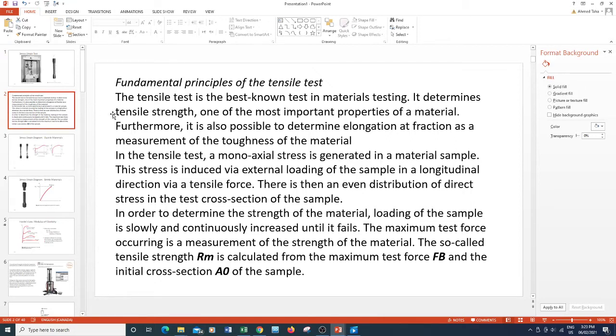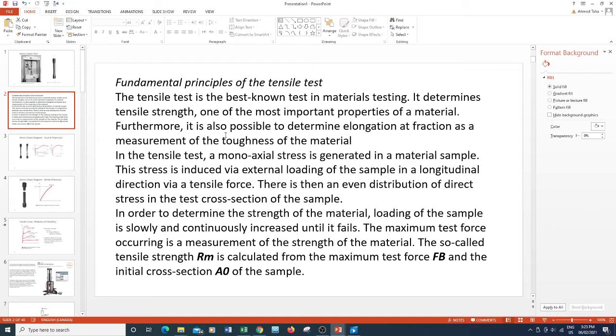The tensile test is the best known test in materials testing. It determines tensile strength, one of the most important properties of a material. Furthermore, it is also possible to determine elongation at fracture as a measurement of the toughness of the material.